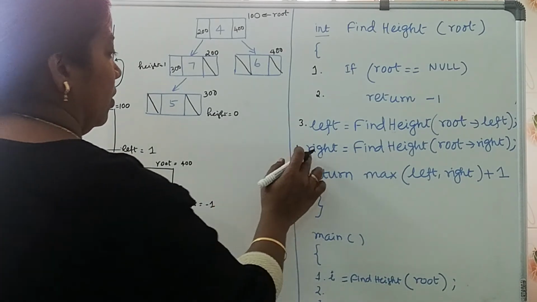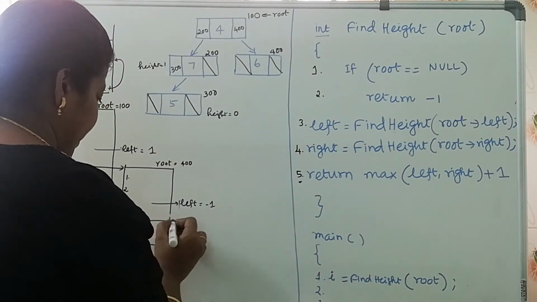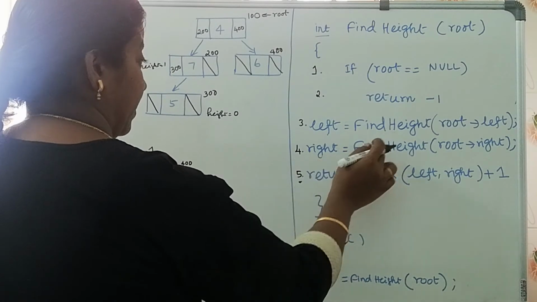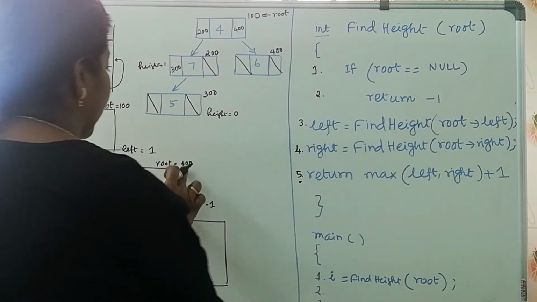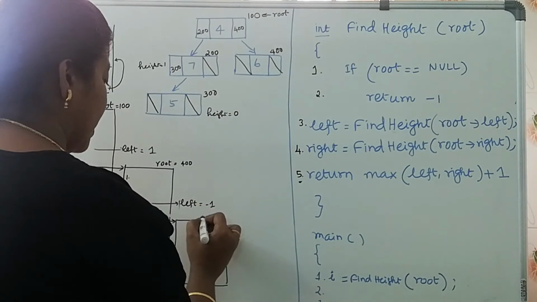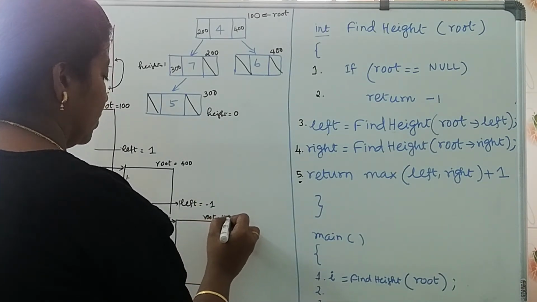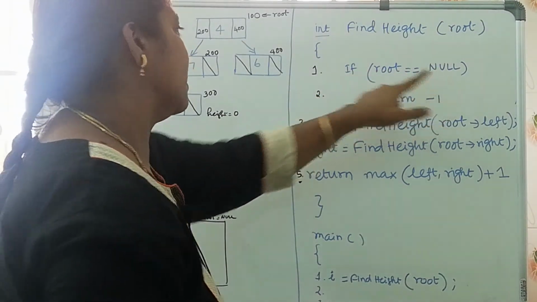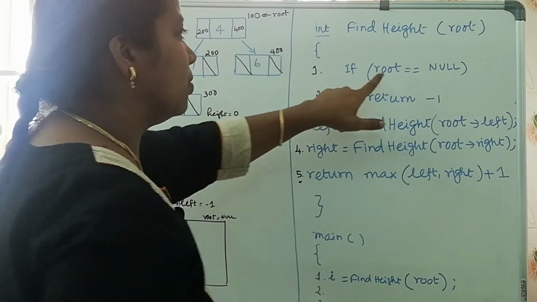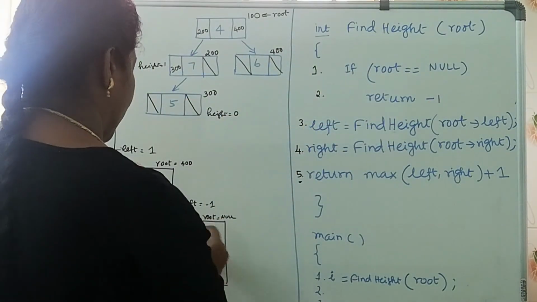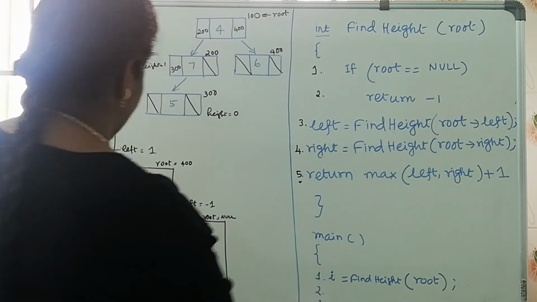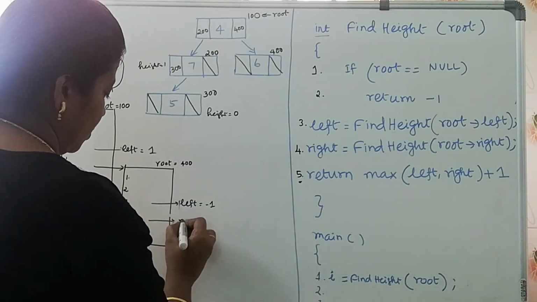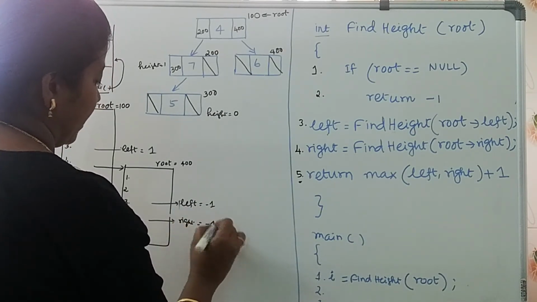Similarly, line number 4 gets executed next, passing the root of right. Now root value is 400, and 400 right is also null, so root equal to null. Now it will check line number 1. Root is equal to null. Yes, because the right child does not have any value, so it will return -1. Upon returning -1, this returns back to line number 4, so the variable right gets assigned -1.